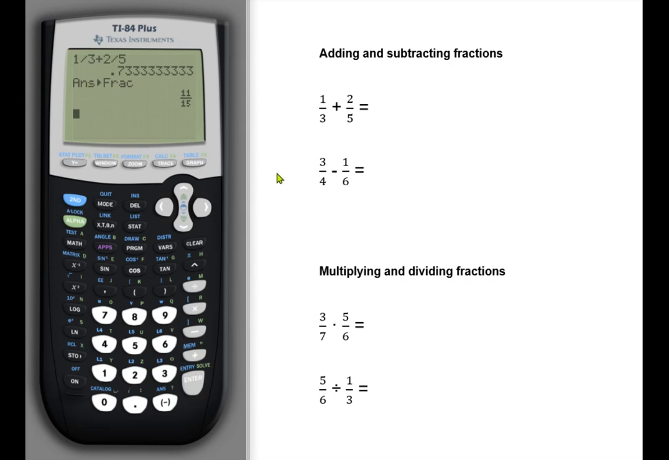The same with subtraction. 3/4 minus 1/6, hit enter, and then convert into fraction. Let's see the other method.